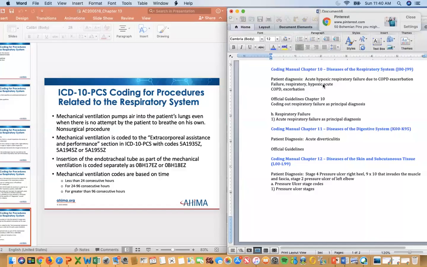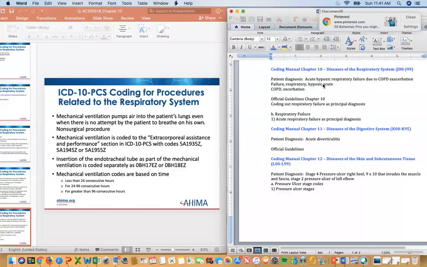So they're telling us that acute respiratory failure as a principal diagnosis should be coded out as your first diagnosis. And so that is the acute hypoxic respiratory failure due to COPD exacerbation. So again, you can follow through with this paragraph, includes in subcategory J96.0, which I talk about, category, subcategory, subclassification. Take your finger and make your way through those. They'll help you understand that.